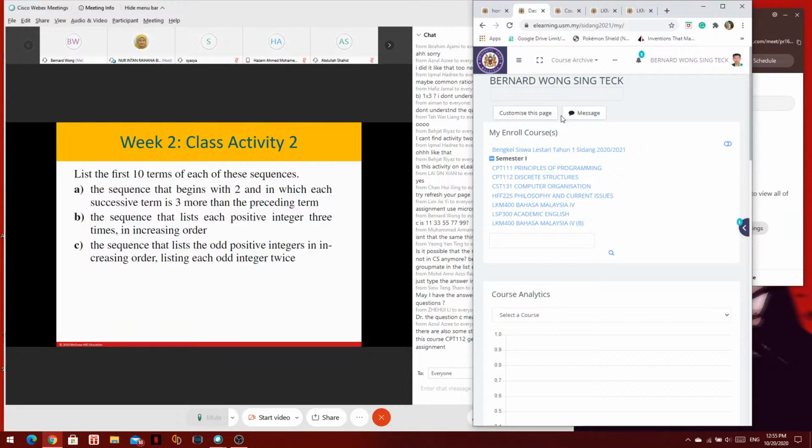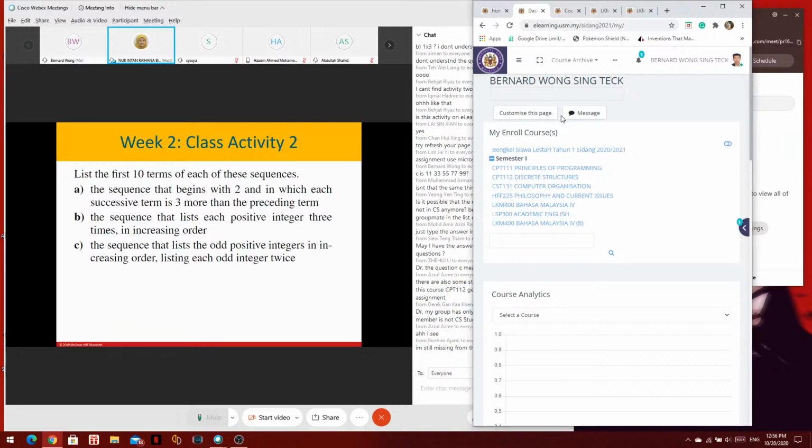The question C means double the odd positive. Yes, there are also some students who are exempted from this course getting into the name list of the assignment. For those exempted from this course, their name is still active, so that's why their name is in the list. I don't have the power to remove them in the e-learning, so let's wait for e-learn to remove them.